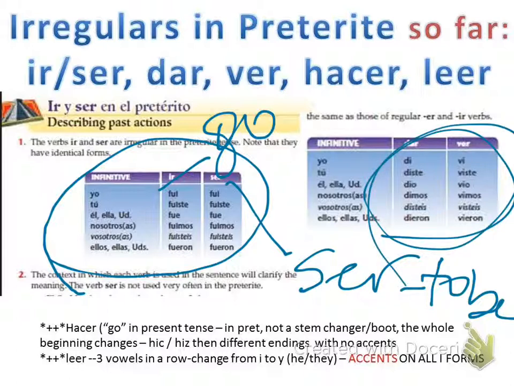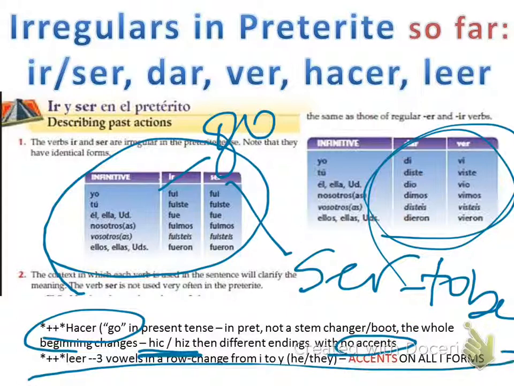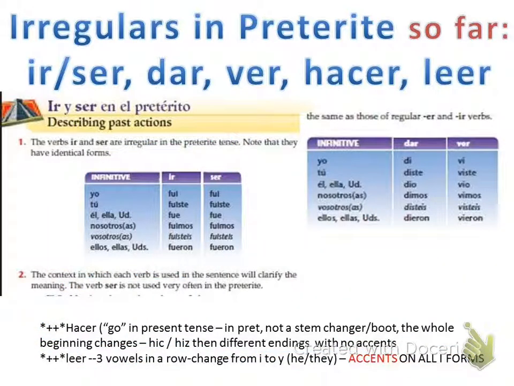Dar and ver, remember those two together. They both have no accents, and use your ER and IR verb endings with no accents. Hacer is the one that has that different beginning, hic and hiz. Again, no accents because they're different endings. The only one that has accents so far among the irregulars is the verb leer.